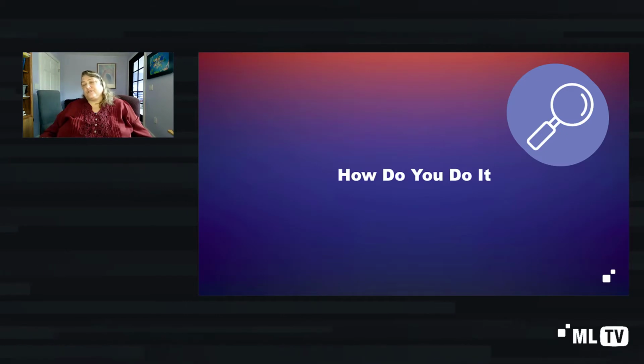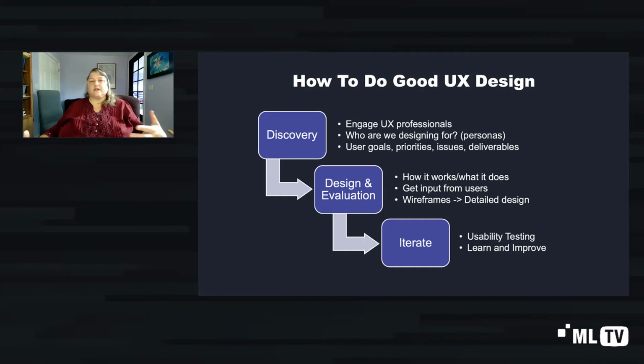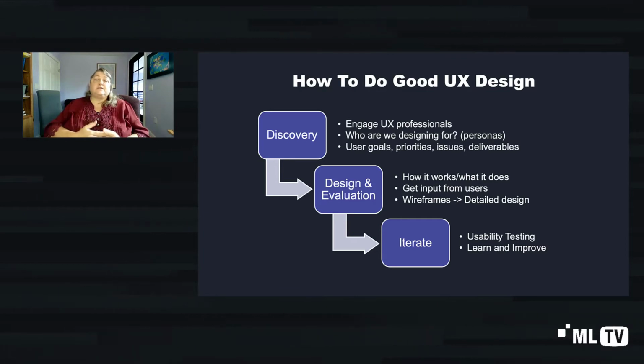So how can you start doing this? How can you start saying, yeah, I really want to put users first. I really want to get that user perspective. Well, there's sort of 3 big parts to projects where this comes into play. The first is in the discovery. When you're first starting out on the project, it's important to engage UX professionals.